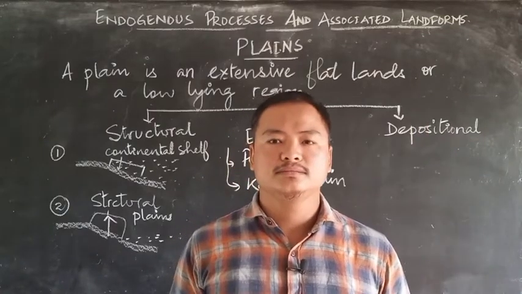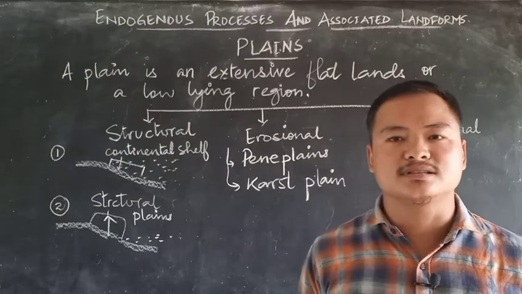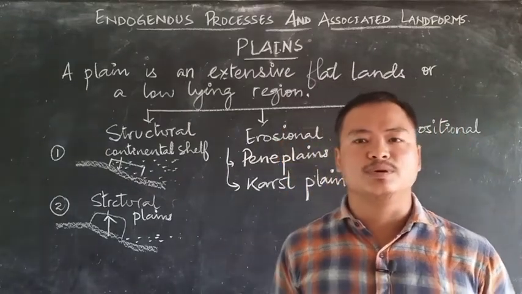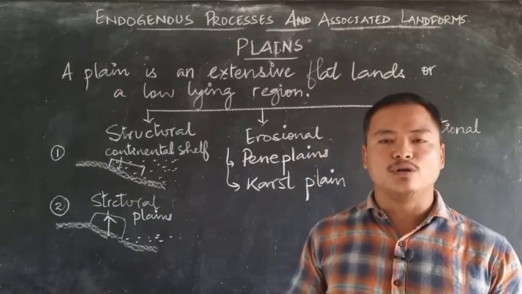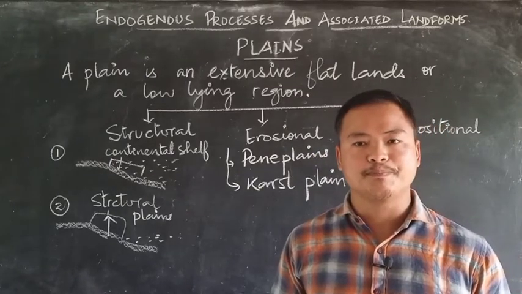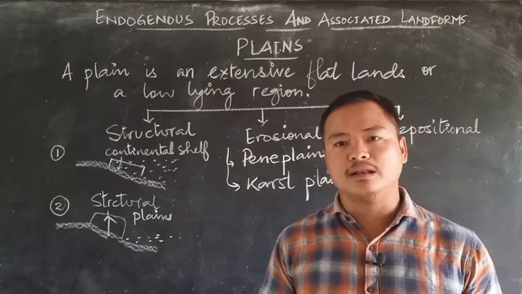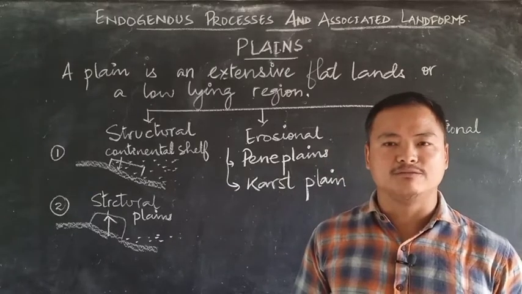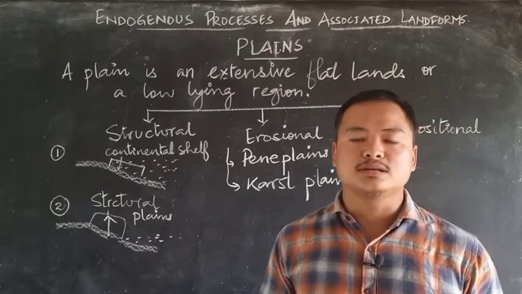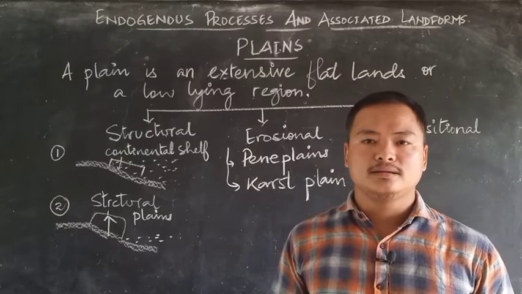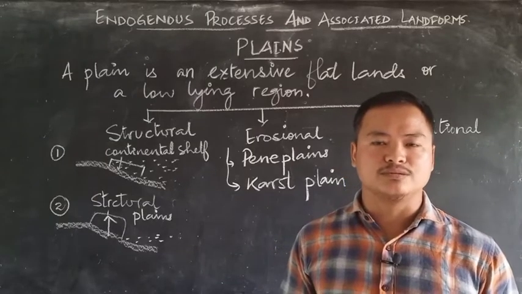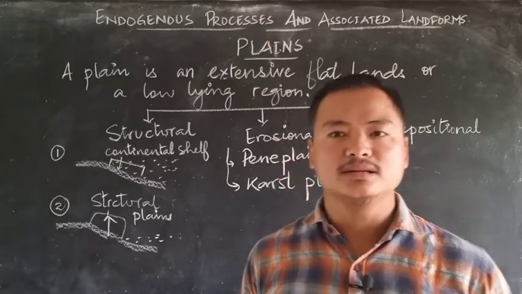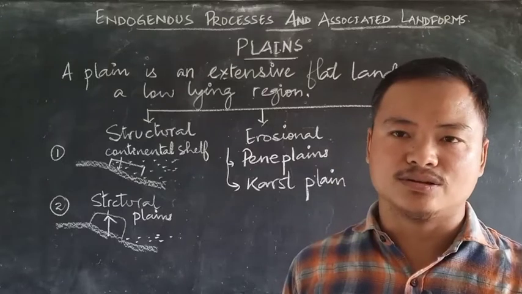The second erosional plain that we will discuss is the karst plain, or we also call it karst topography. Whenever we discuss karst plain or karst topography, we always discuss the limestone region. Limestone is vulnerable to chemical reaction, which is mostly caused by the water that flows in these regions. So water acts upon these limestone regions and causes excessive erosion, later forming the plains known as karst plains.